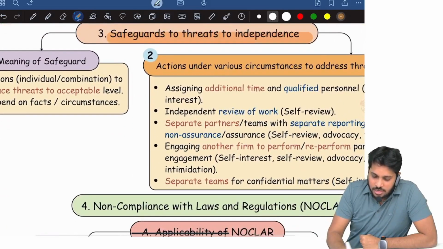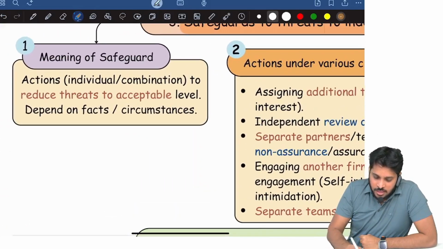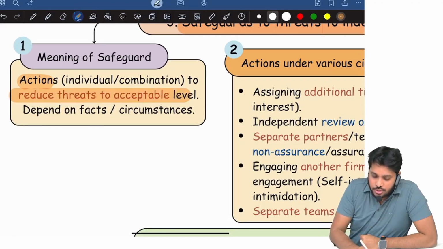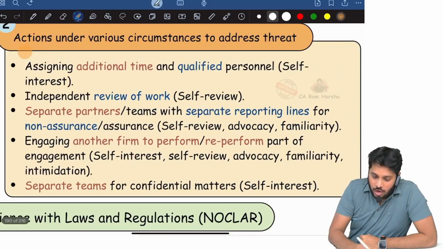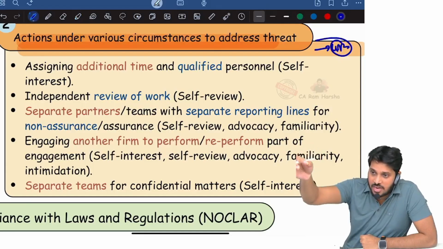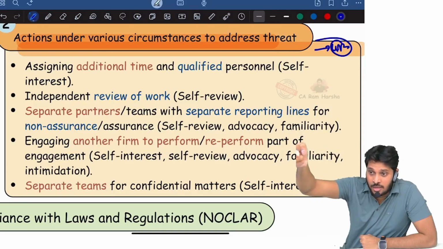Now, safeguards to threat. There are various safeguards. Safeguards mean nothing but what? Activities and actions in order to reduce the threat to an acceptable low level. So what are the various actions? Give an example. This itself can be asked as a 4 marks question: write about safeguards, what are the actions a firm has to take?